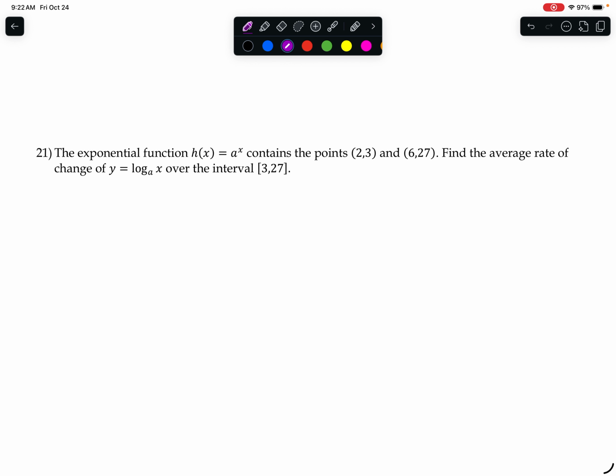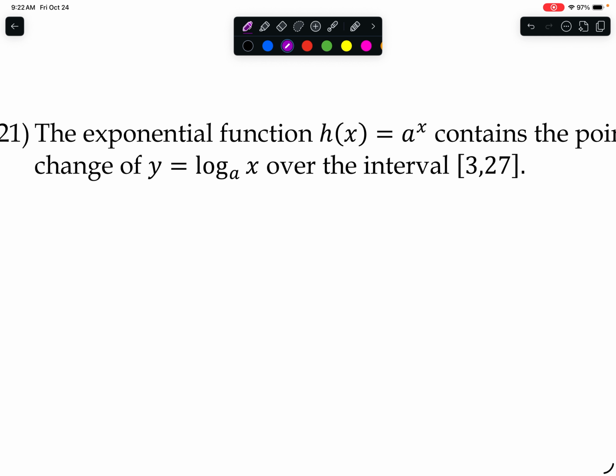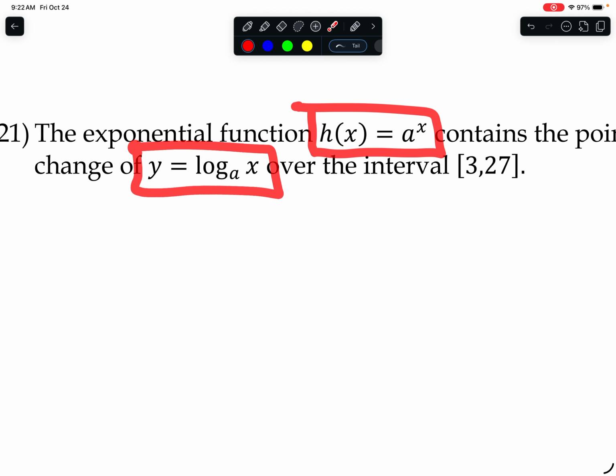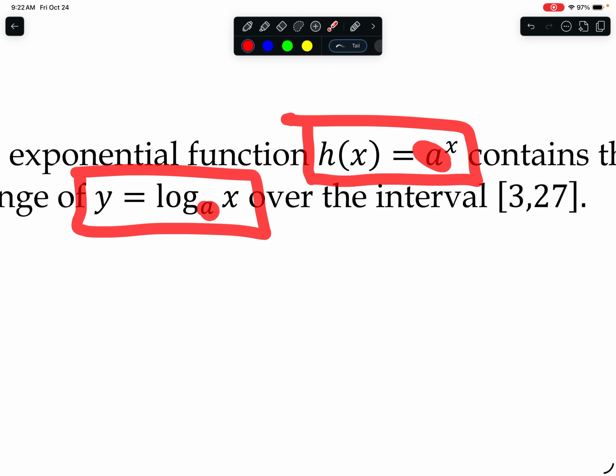Okay, and then next, the exponential function h of x equals a to the x contains the points (2, 3) and (6, 27). You want to find the average rate of change of y equals log base a of x over the interval 3 to 27. Now notice how the original function they give us is a raised to the x, and the function they want the average rate of change of is log base a of x. So notice how these bases are the same.